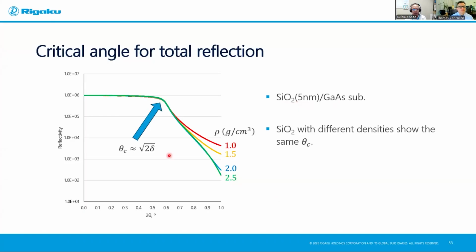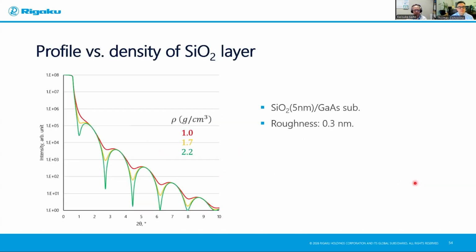And I remember I mentioned the critical angle here, theta C, corresponds to the density of the topmost layer, in this case silicon dioxide. But even though I changed the density, this simulation shows the theta C the same between the different densities. The question is why? The critical angle of total refraction only represents the density of the topmost surface layer if the thickness is thick enough. So obviously the 5 nanometer thick silicon dioxide is too thin to show the theta C. This is something we need to be a little careful about when you analyze the data.